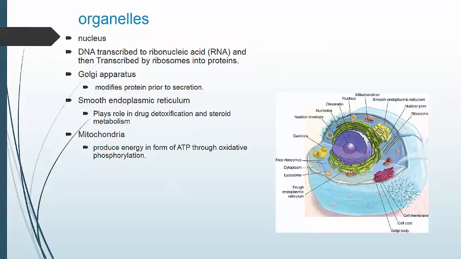Now, our Golgi apparatus is what modifies that protein prior to secretion. Our smooth endoplasmic reticulum in the cytoplasm helps with drug detoxification and metabolism of your steroids. Your mitochondria are throughout the cell, and they produce energy. That's what's going to help with the Krebs cycle and things like that, and creates ATP through your oxidative phosphorylation.